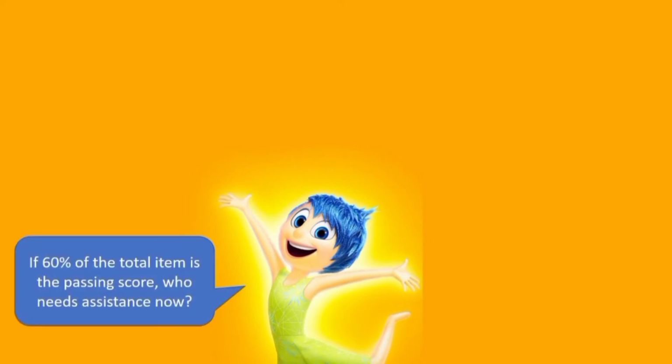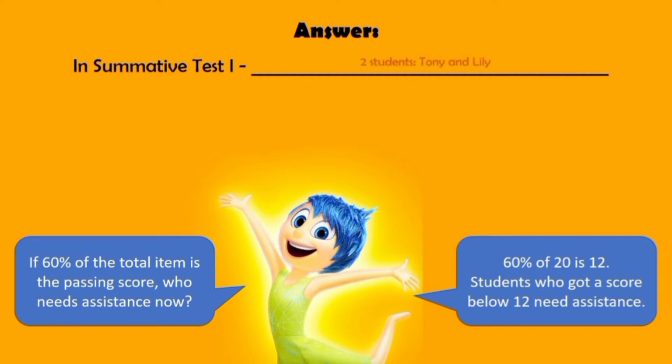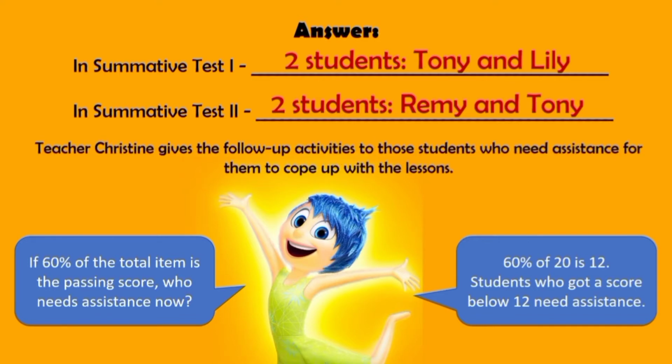If 60% of the total items is the passing score, who needs assistance now? 60% of 20 is 12. Students who got a score below 12 need assistance. For our answer, in the first summative test, we have two students, Tony and Lily. In the second summative test, we have two students, Remy and Tony. Teacher Christine gives follow-up activities to those students who need assistance for them to come up with the lessons.